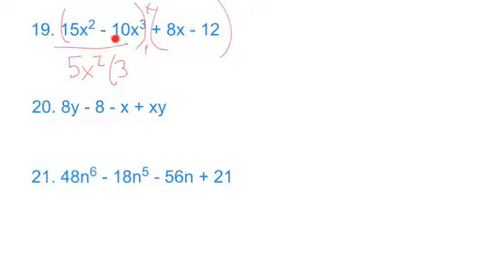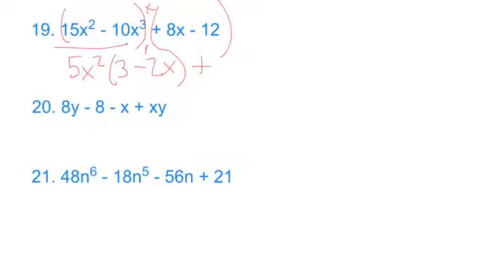Then negative 10 divided by 5 is going to give me a negative 2. And x cubed divided by x squared is going to give me just x. So that's factoring out the first part. I'm going to put a plus in between.